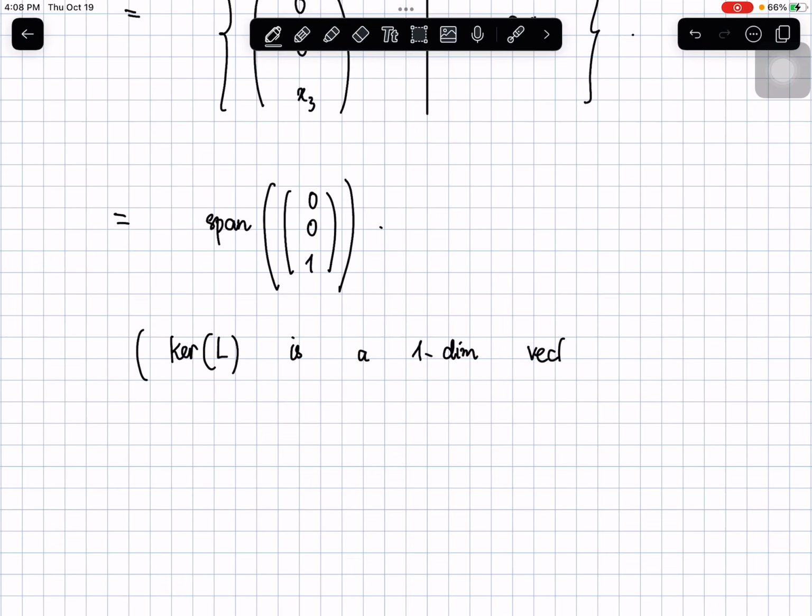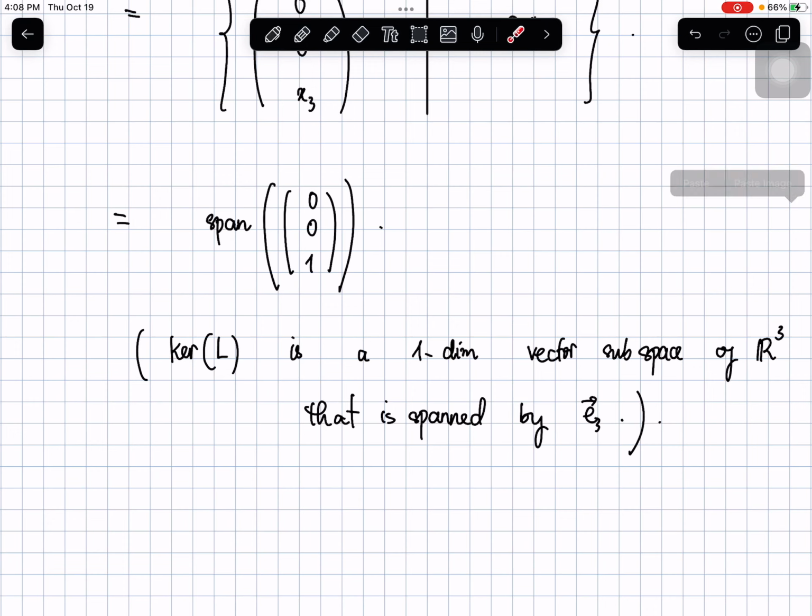Vector subspace that's spanned by, say, vector E3. E3 is a notation in the standard basis of R3: E1, E2, E3. Okay, so this is the way we find the kernel of a linear map.